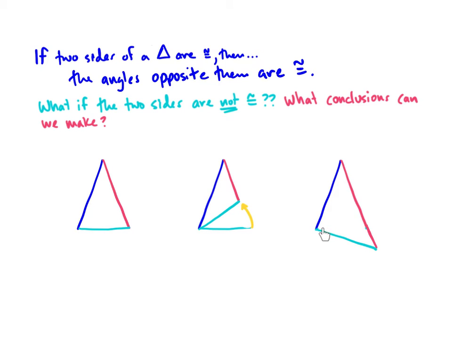And we can see what happened here is that because that turquoise side swung down, it enlarged this angle. This angle got bigger. And this angle here actually got smaller. All right? So what conclusions can we make?